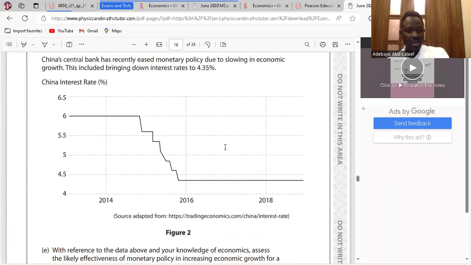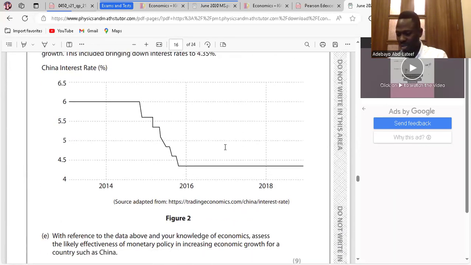We have this case study, the rate of interest rates. So, with reference to the data above and your knowledge of economics, assess the likely effectiveness of monetary policy in increasing economic growth for a country such as China. So, what is monetary policy? Monetary policy is the use of interest rates and money supply by government to manipulate the economy. To increase economic growth, manipulate, yes, or control. Okay. To increase economic growth, the government can use expansionary monetary policy, such as a cut in interest rates.